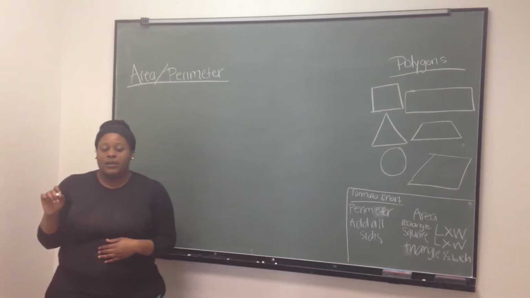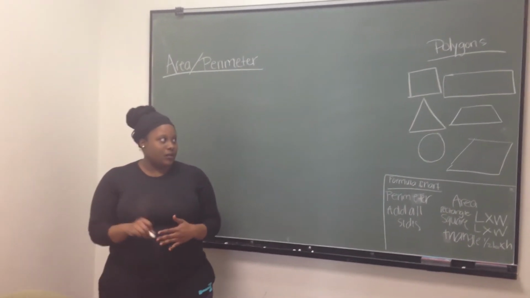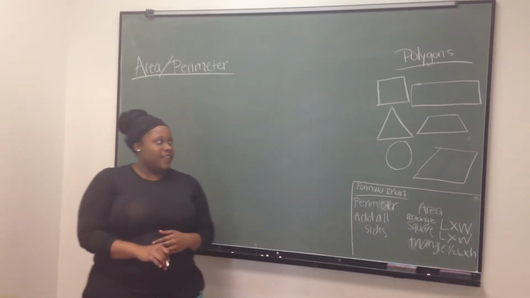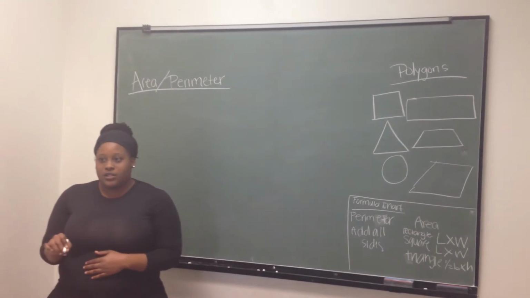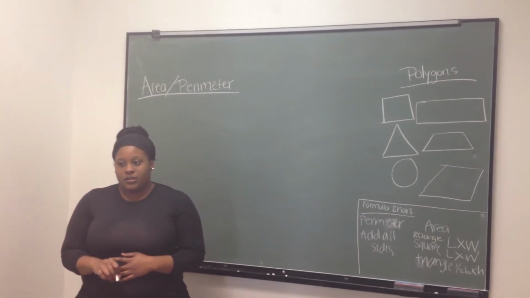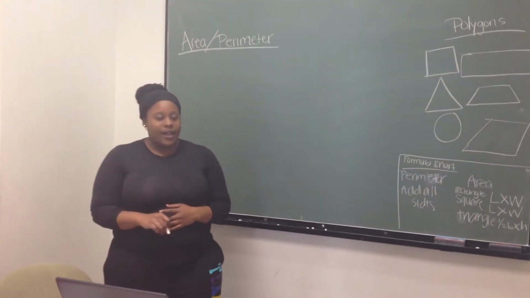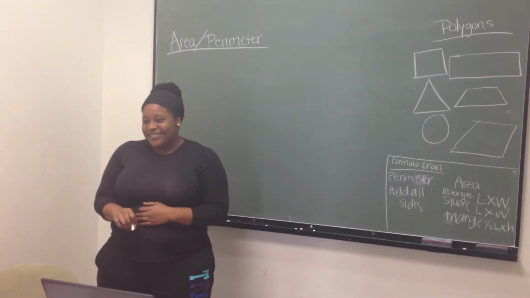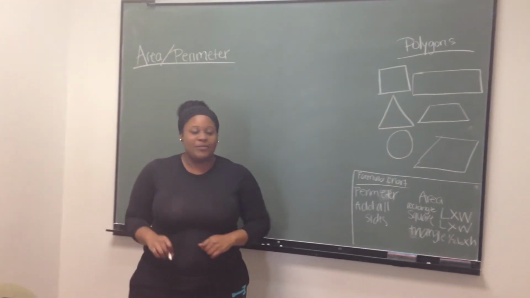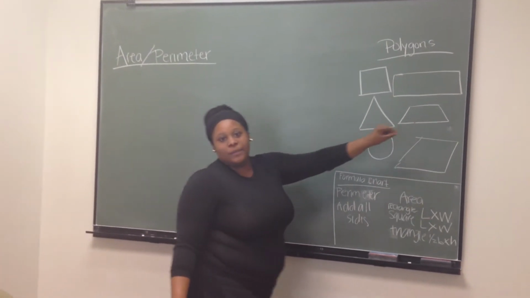Okay, can someone remind me about the other polygons that we talked about? A triangle and a rectangle. Okay, and I think there were at least two more. Can someone tell me about those two polygons? A parallelogram. Okay, and what was the last one? No one remembers? It's called a trapezoid. Remember this shape? The trapezoid.